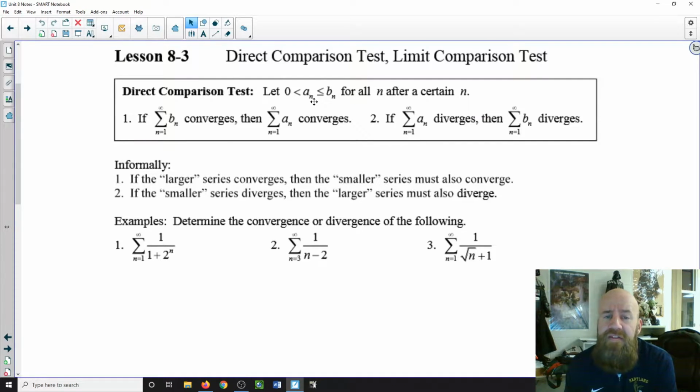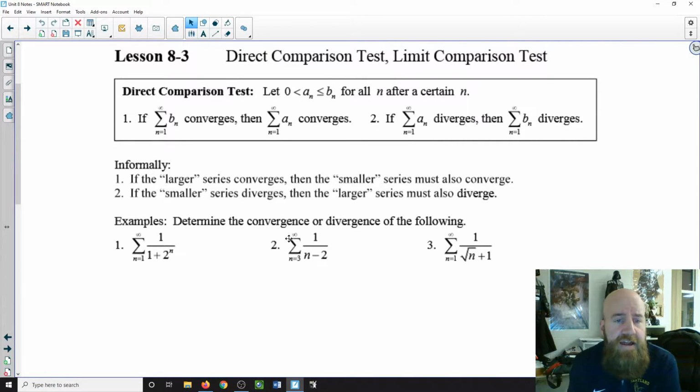So for the direct comparison test to work, we have to have some series A and another series B. If A is less than B, so smaller, we could say that B converges, and then that would prove that A converges. Okay, so if A is smaller than B, if A diverges, then B also diverges. So that's the two kind of ideas that we're looking at.